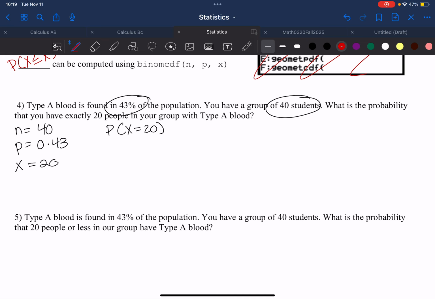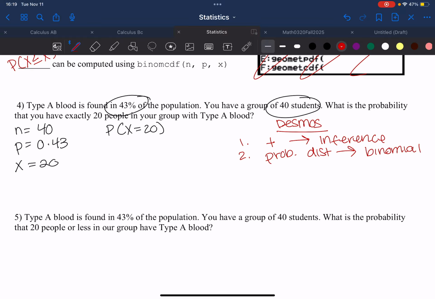So in order to find that on Desmos, these are the steps that we're going to follow. First, we are going to find the plus sign, and we are going to click on inference. Once we are on inference, we're going to select probability distribution and then select binomial distribution. From there, they're going to have us type in N and P, but they're going to call them by their name. So they're going to say, what is the number of trials and what is the probability of success?